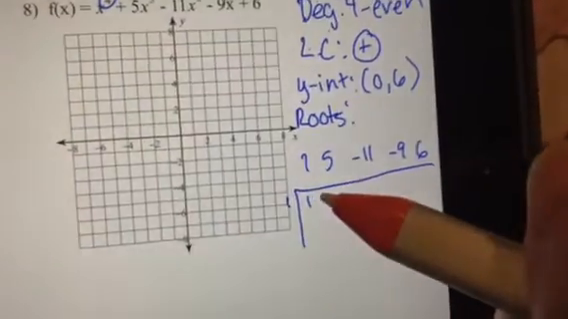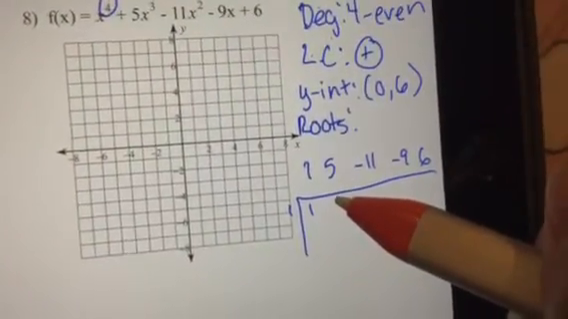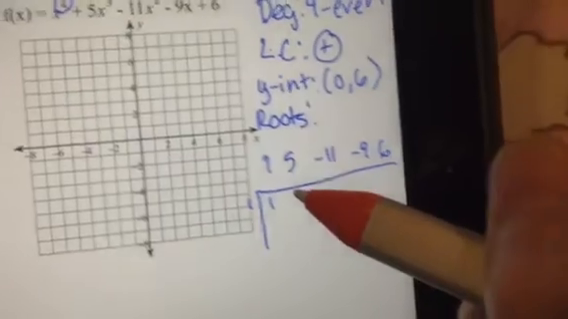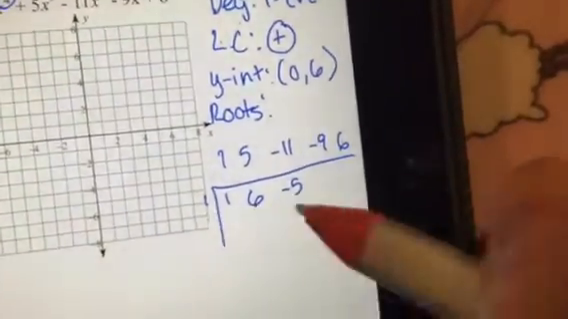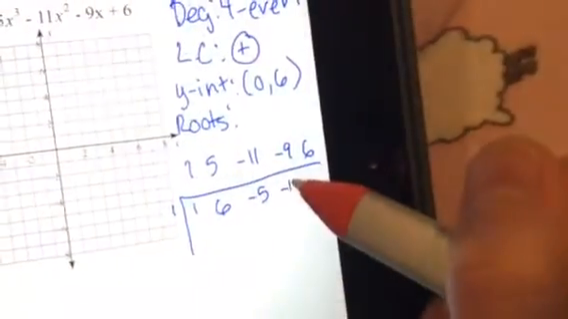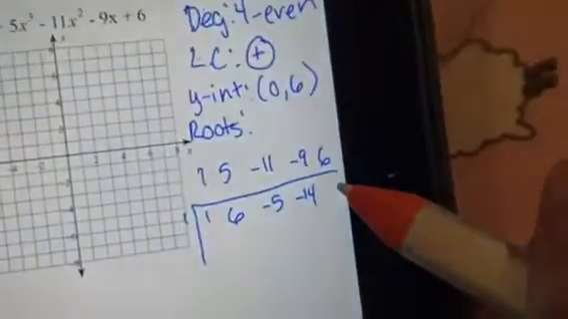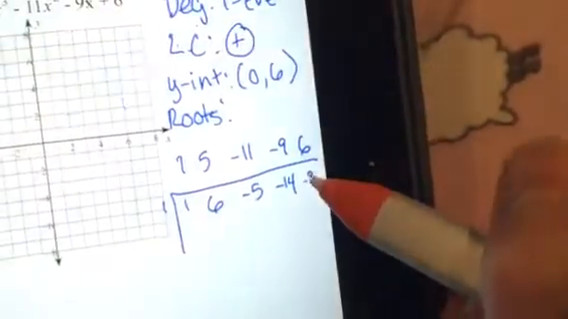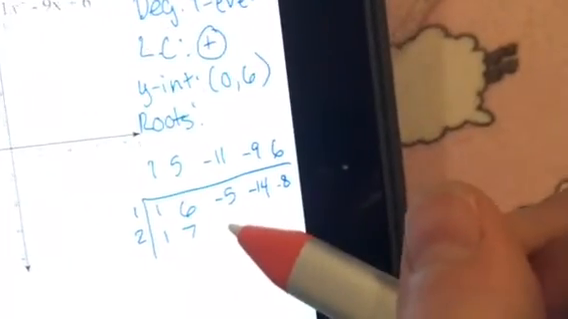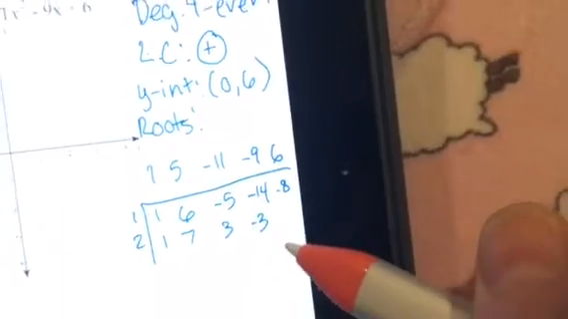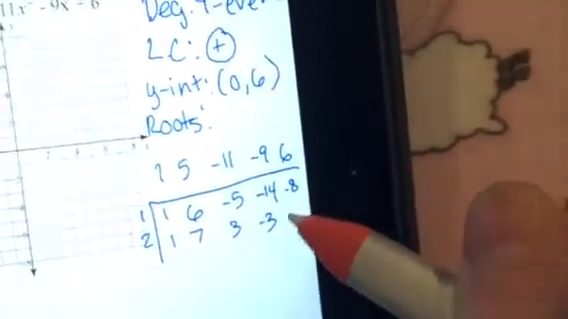Remember, you bring down the first term 1, you multiply 1 times 1 is 1, plus 5 is 6. 6 times 1 is 6, plus -11 is -5. -5 plus -9 is -14. And -14 plus 6 is -8. So that did not work. Now I try 2. So 2 plus 5 is 7. 14 minus 11 is 3. 6 plus -9 is -3. And then, hey, -6 plus 6 is 0. So we got a root.